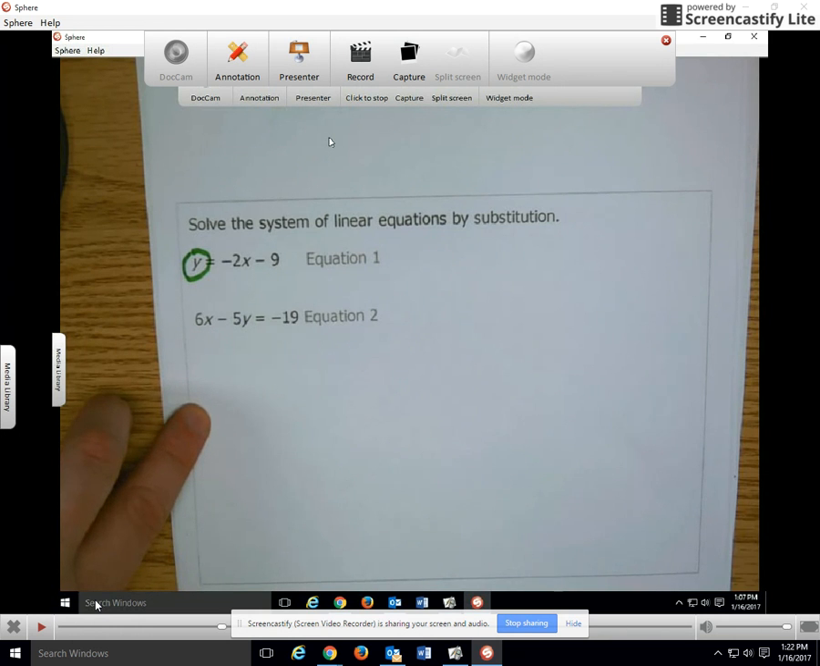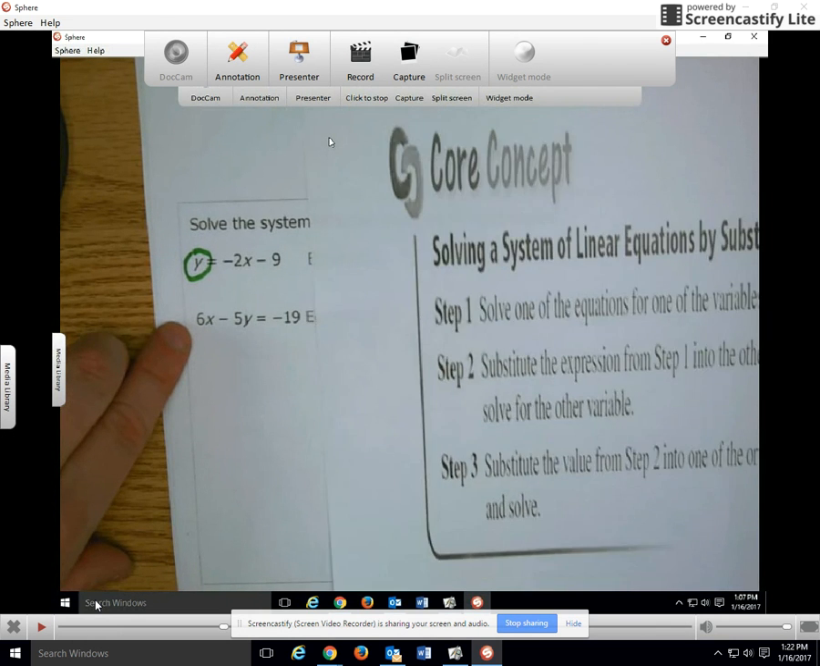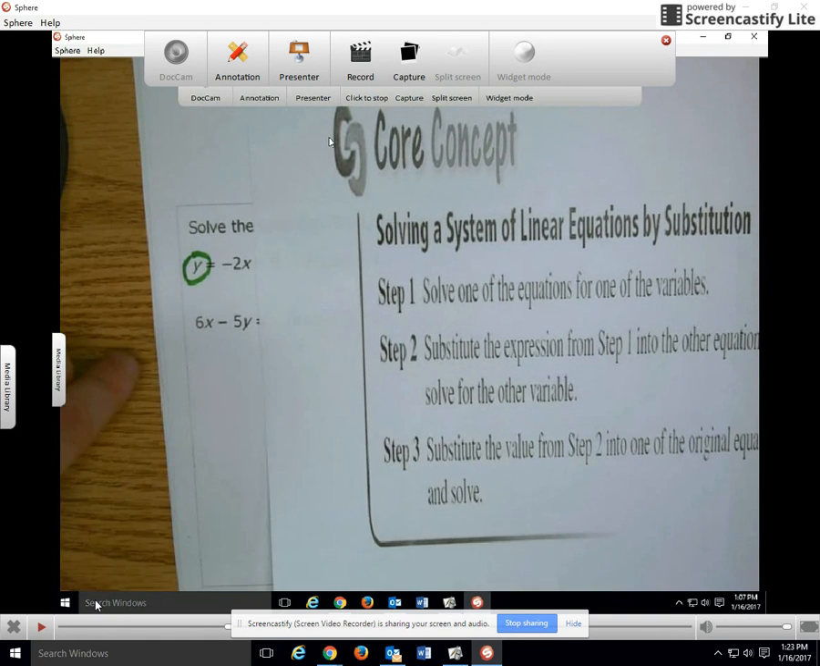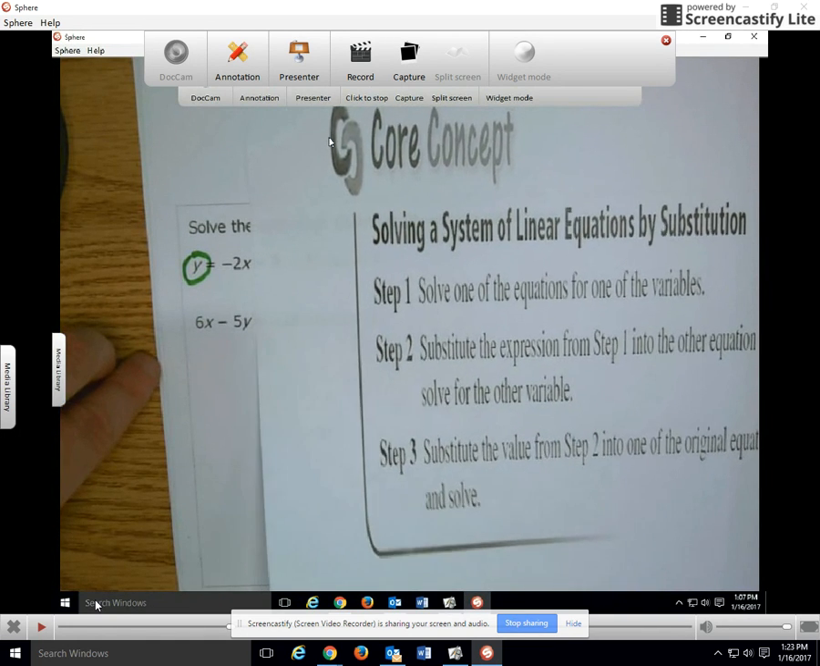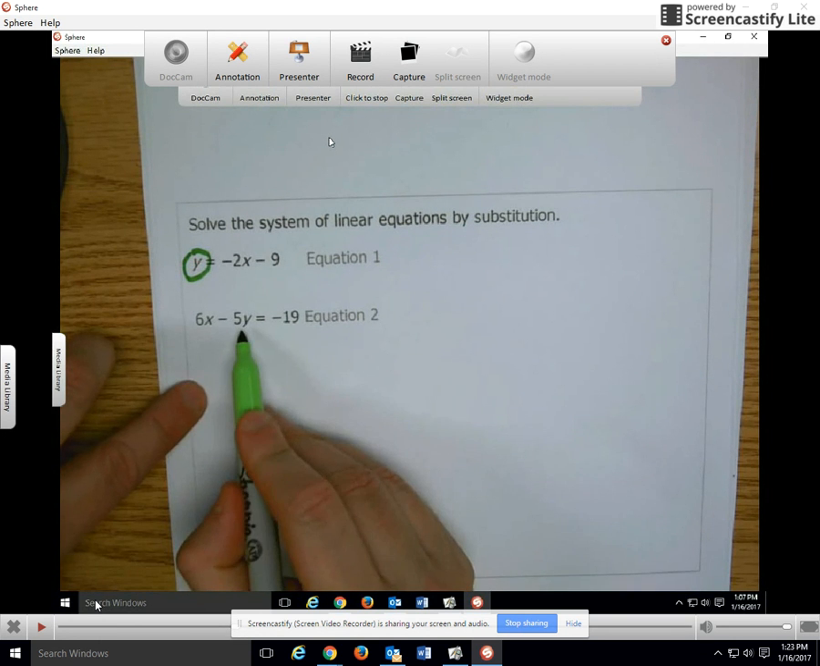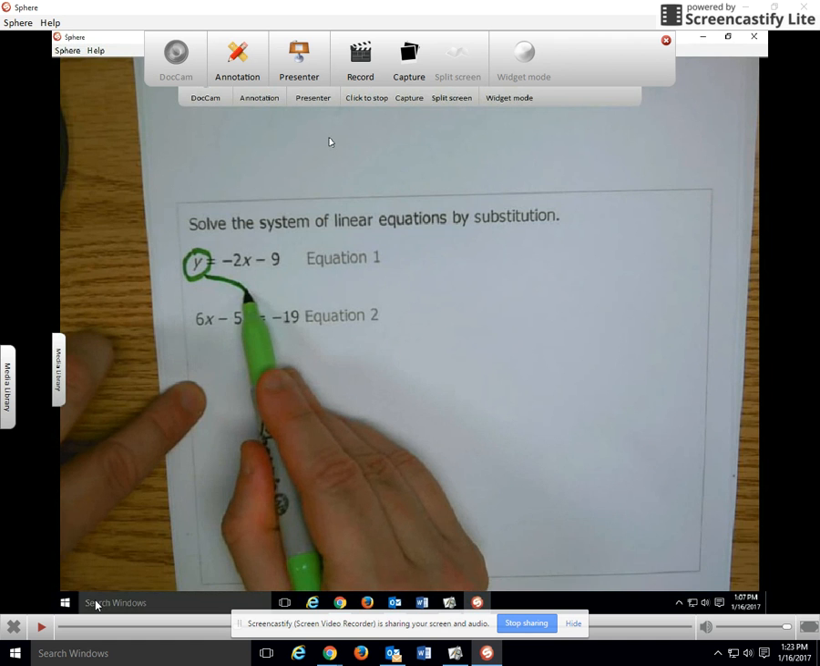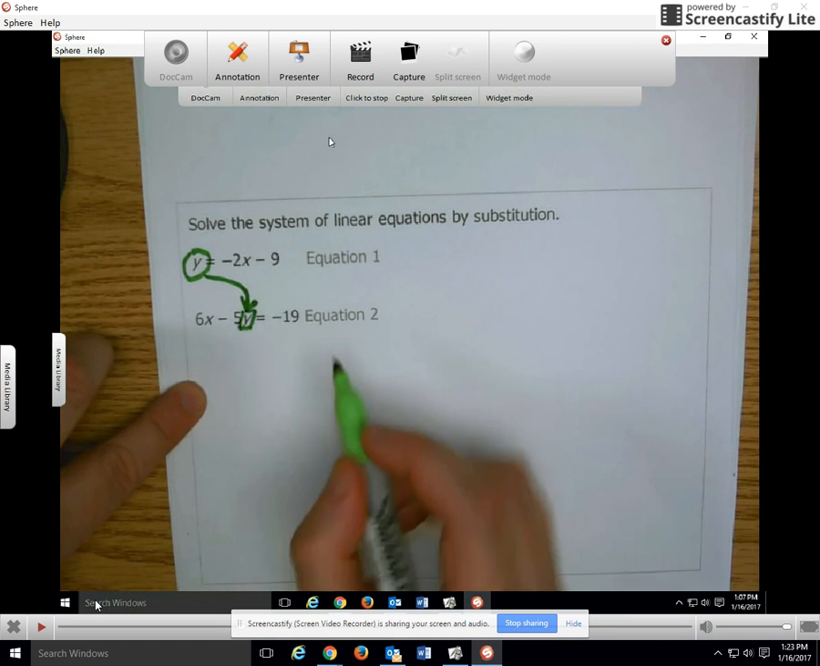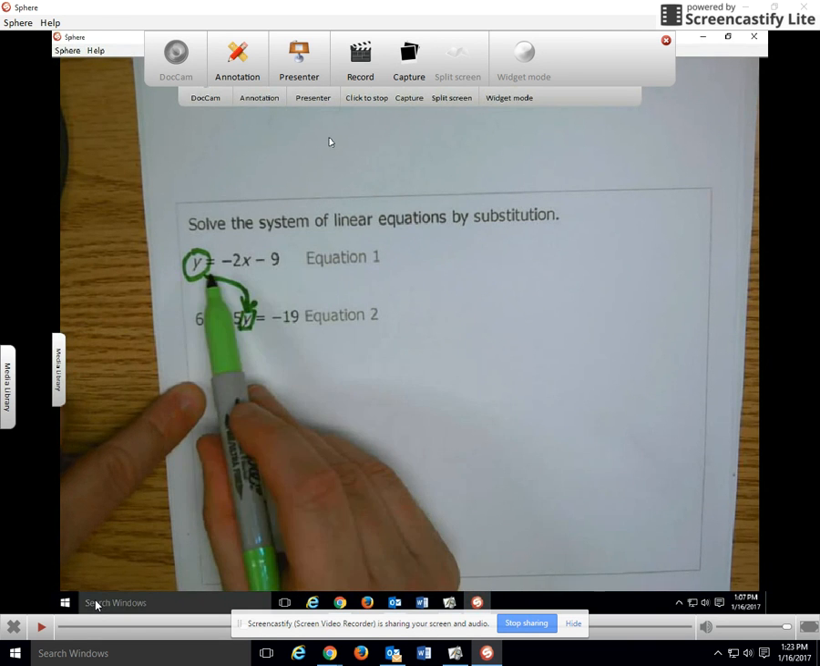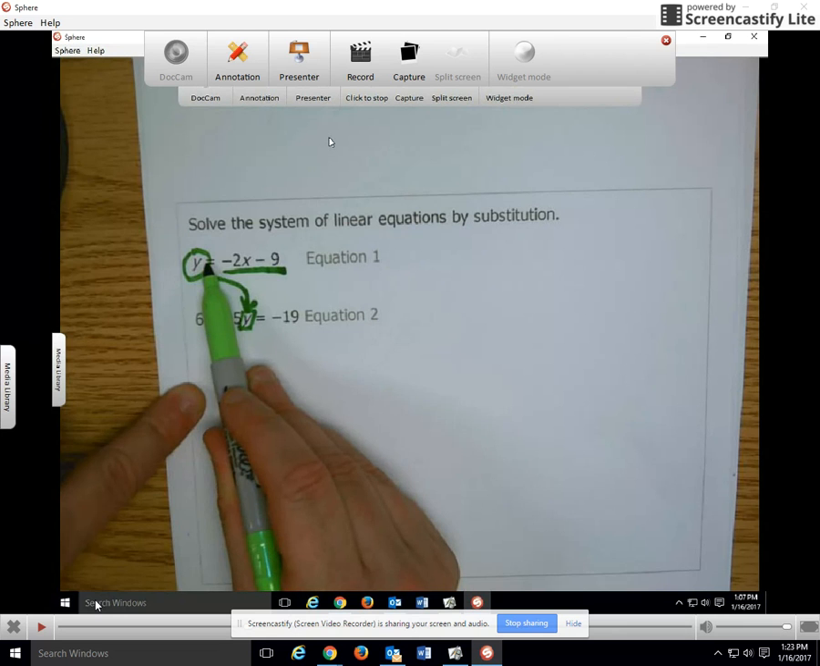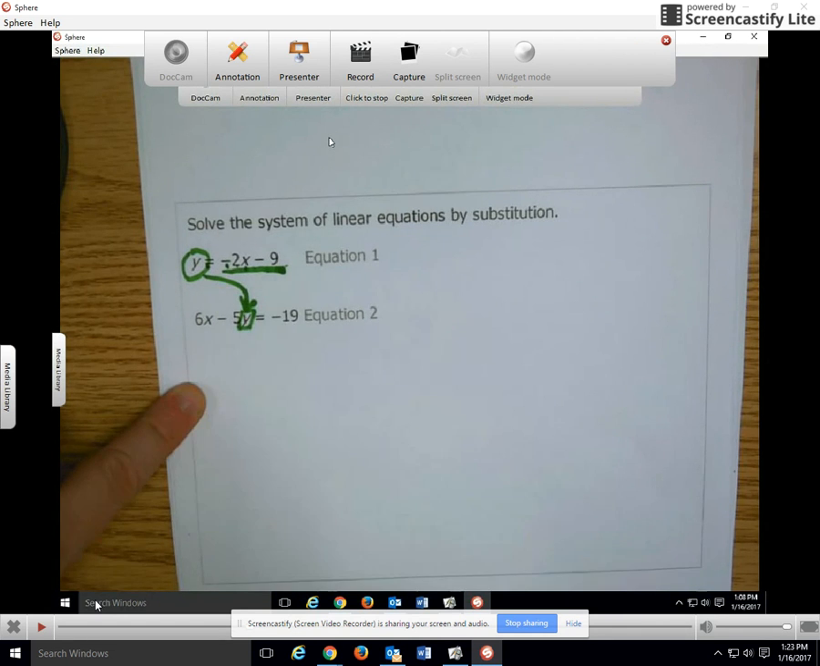And then the second step is, once you get one letter by itself, to substitute that expression from step 1 into the other equation and solve for the variable. So looking at the second equation, we see how there's a y. We're going to essentially take this y out, and in its place, put in what the y equals. What does the y equal? Looking at this equation, it equals a negative 2x minus 9.